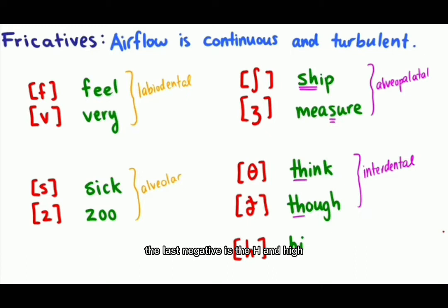The last fricative is the H in "high", and this is a glottal fricative. So the glottal stop is in "uh-oh", and the glottal fricative is in "high". So these are fricatives: turbulent airflow, meaning there is a very, very narrow passage that air can continuously flow through. "Sh", "z", "s", "z". You can feel that very tight constriction. They're also pretty noisy sounds.